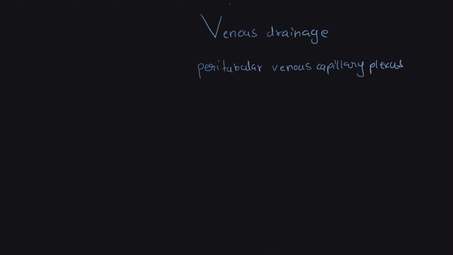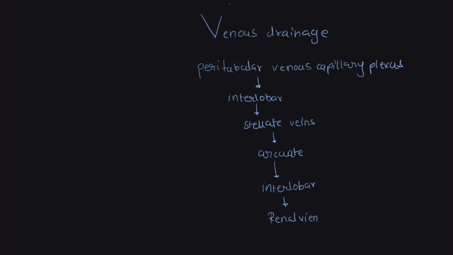So the peritubular comes first, of course, and then we have the interlobar, then the stellate, then the arcuate, then the interlobar again, and lastly the renal vein, which drains into the IVC and goes into the heart.